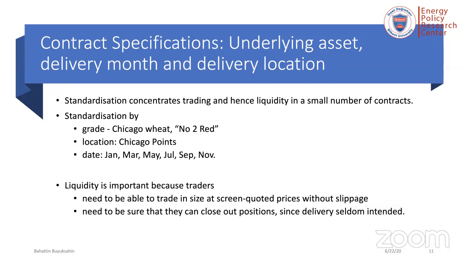Basically, standardization concentrates trading, and hence the liquidity, in a small number of contracts. For example, for Chicago wheat: the grade is Number 2 Red, the location is Chicago points, and the dates are January, March, May, July, September, and November deliveries. The fact that futures contract terms are standardized is important because it enables traders to focus their attention on only one variable, namely price. You don't have to worry about quality or quantity.